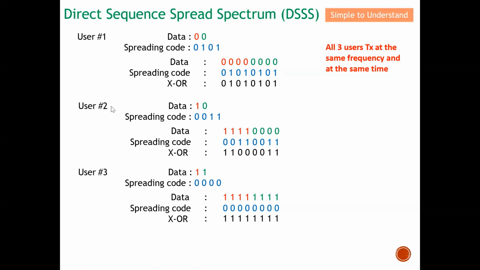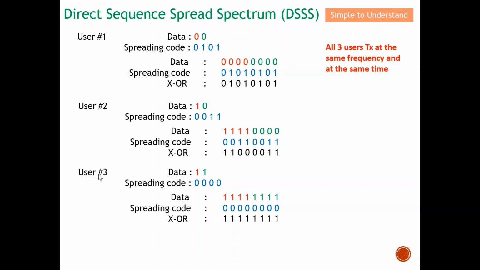Okay, next, let's come to user 2. User 2 has data of 10 to send, and is given a Splat code of 0011. Again, my data 1, I duplicate 4 times. Same for the other data 0, I duplicate 4 times. This is the Splat code 0011, 0011, and again, I do an exclusive OR. Okay, so this is the user 2 data that will be sent over the air.